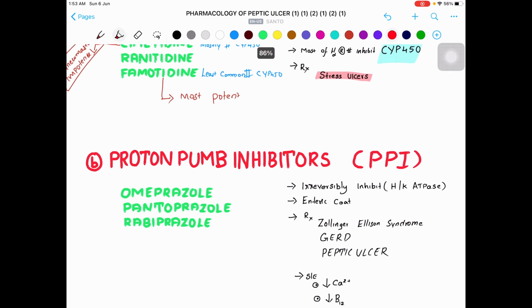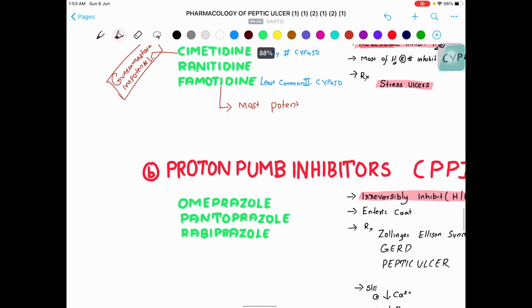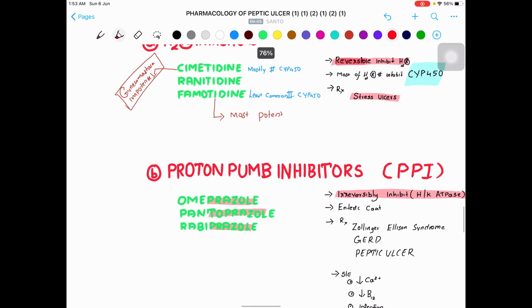Let's move on and see what proton pump inhibitors do. They irreversibly inhibit the hydrogen potassium ATPase. The drugs are omeprazole, pantoprazole, rabeprazole. When you see "prazole" at the end of these drugs, you can say it belongs to PPIs, that is proton pump inhibitors.